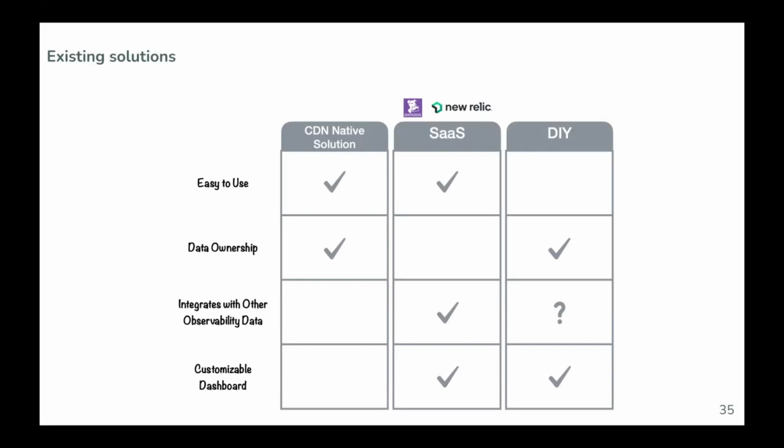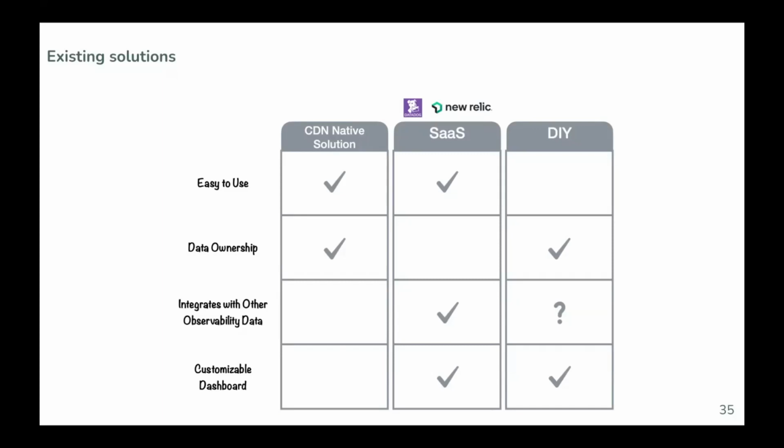They could also choose a SaaS solution or software as a service, like Datadog or New Relic. SaaS solutions have several advantages. They are easy to use, integrate with other observability data, and feature customizable dashboards. However, SaaS solutions are not ideal for teams that have strict data ownership requirements because it requires them to trust a third party with their data. They can also be expensive.